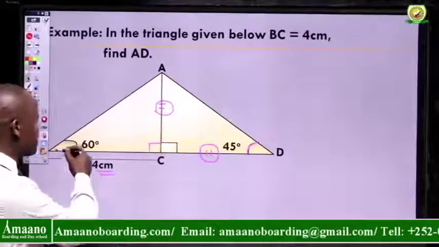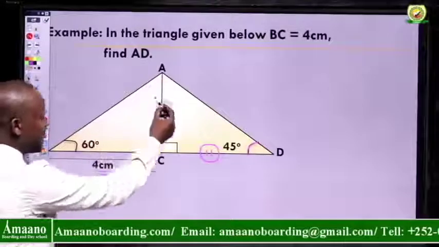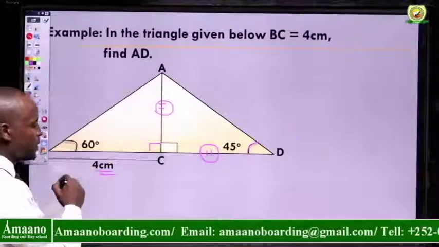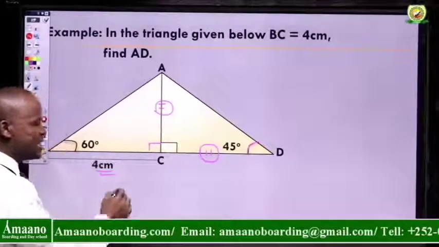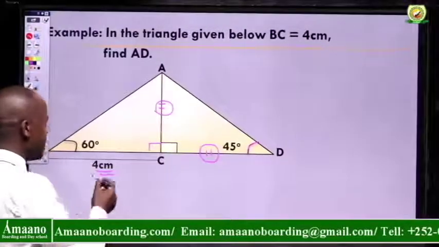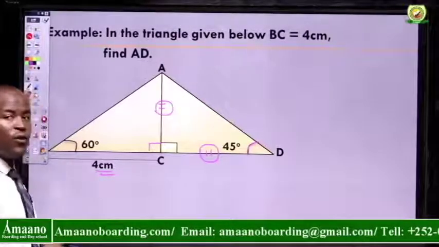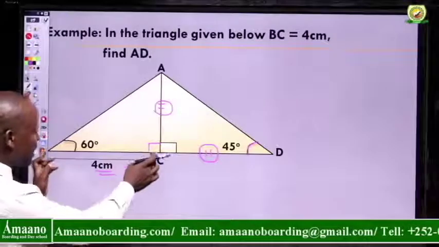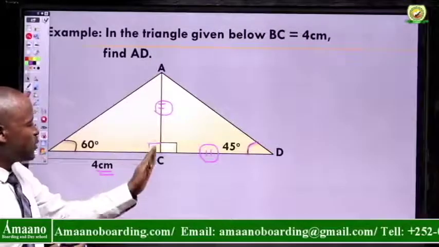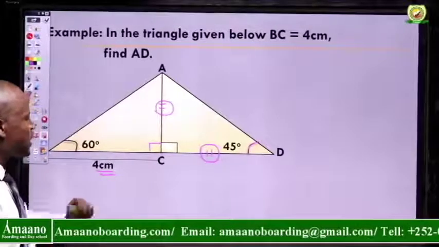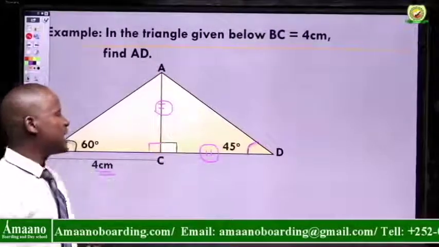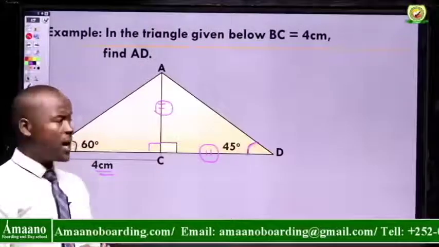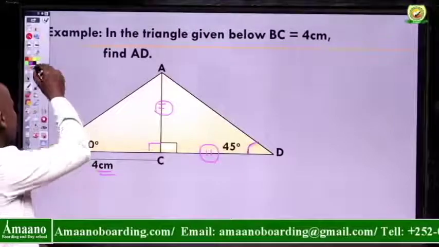How? Look at this triangle. This triangle is a right-angled triangle. The angle given here is 60 degrees, which is angle B, and this angle is 90 degrees, which is the right angle, and the side length BC is given as 4 centimeters. So using these two given, that means the 60 degrees angle and the adjacent side, which is 4 centimeters, we can find the length of AC. After finding AC, then using the length of AC and the 45 degrees angle, we can determine the length of side AD.